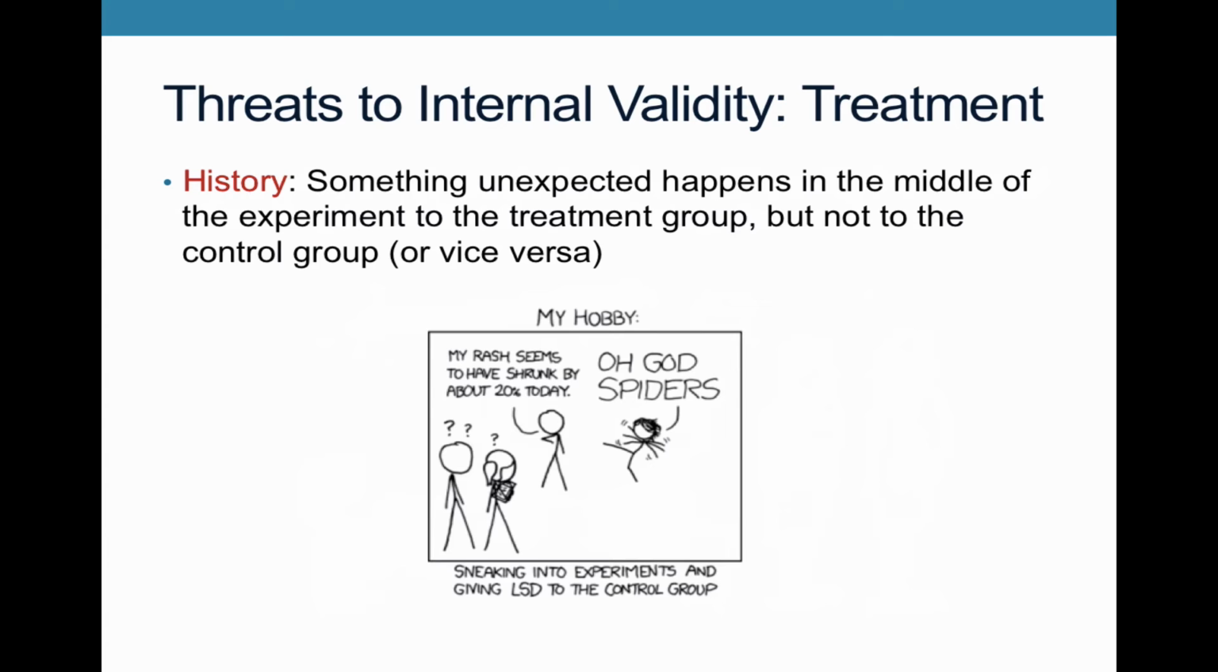So I found this cartoon that is an example of history, which is that somebody decides to sneak in and give LSD to the control group. And so here you're assessing the effect of exposure to those campaign ads, as well as the effect of not having LSD for the treatment group. And the control group isn't really a control group. They have LSD. And so this would obviously change people's responses.